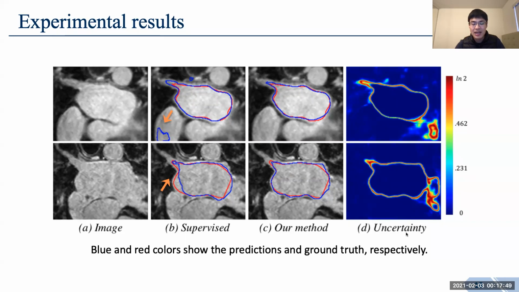And from the estimated uncertainty map, we can see that generally the network has very high uncertainty near the boundary regions. So this is similar to the natural image observation. Generally, the network has high uncertainty for the boundary pixels.